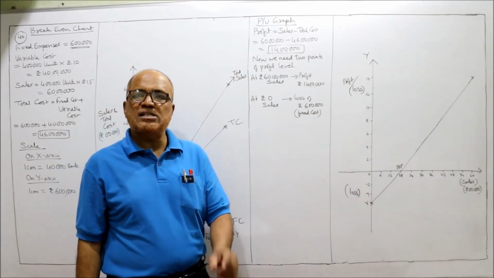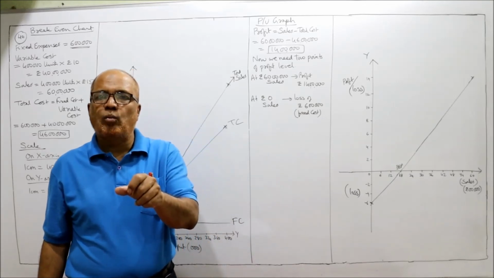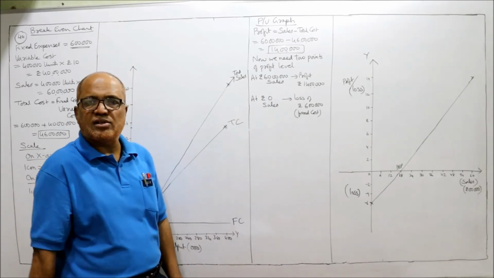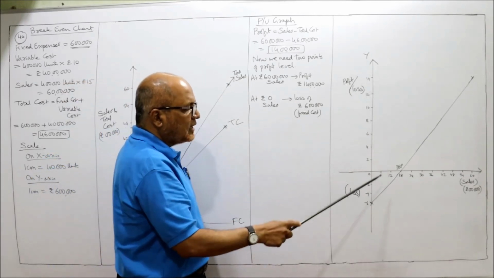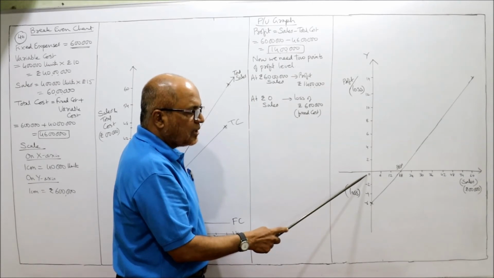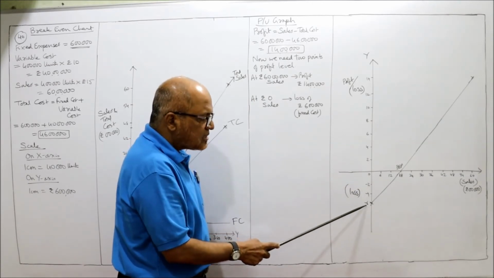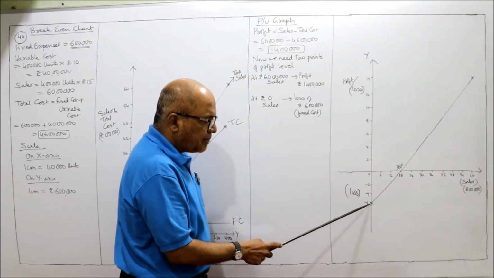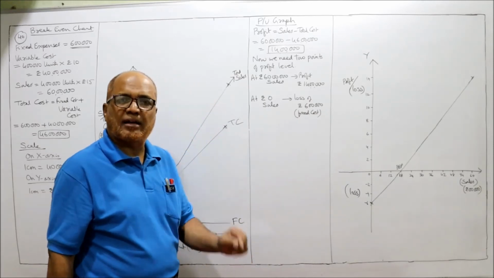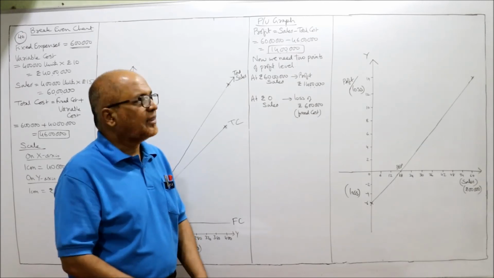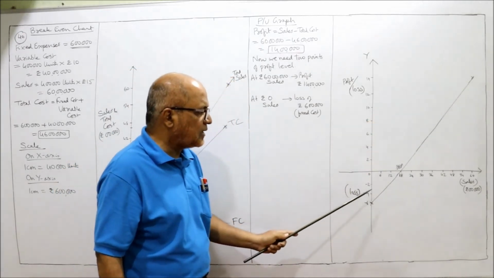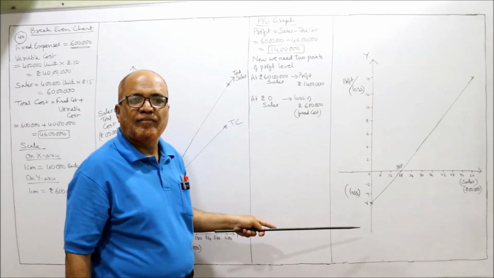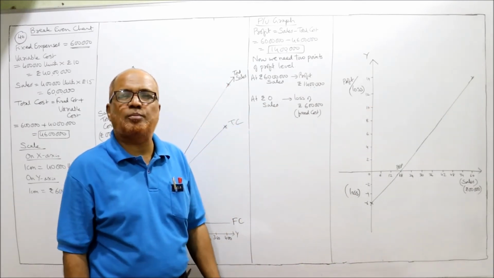Now, there is a loss of 6 lakh rupees when the sales are 0. So here you can see the sales are 0. The loss is minus 6. So against minus 6, put a mark here. Now we have 2 points. The first point is here and the second point is here. With the help of a straight line, join these 2 points.